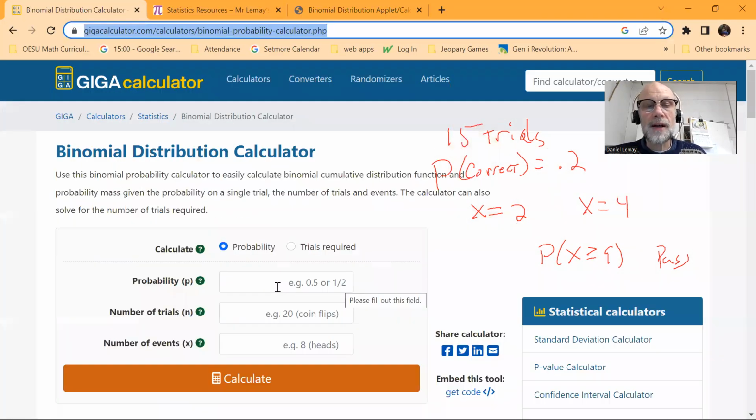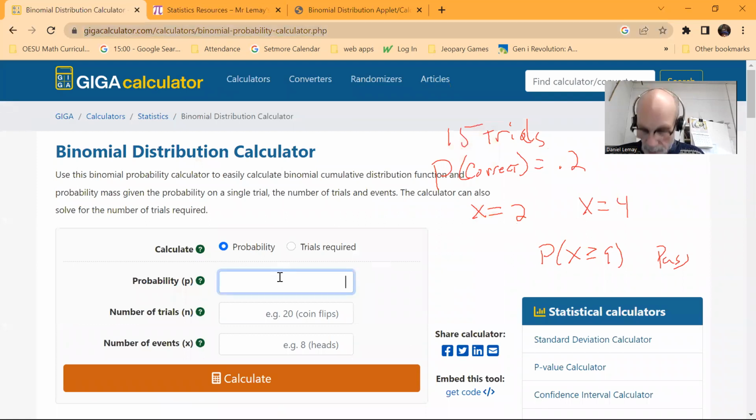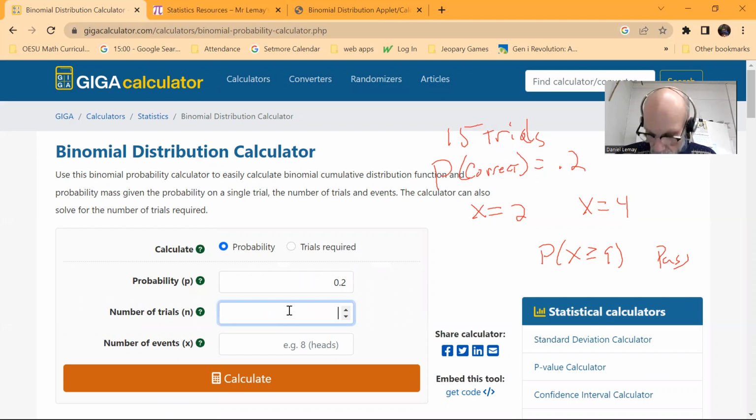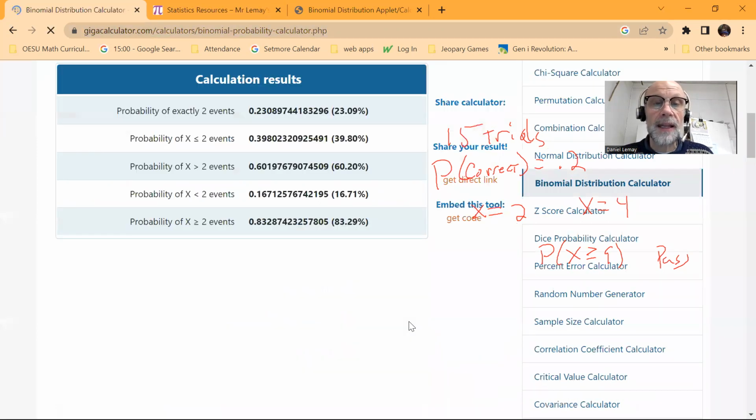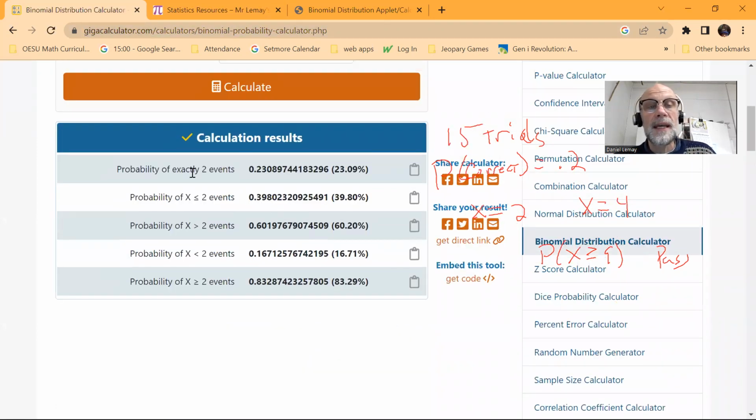So what you do with this calculator, make sure probability is selected. The probability of guessing a question right is 0.2 in this case. We've got 15 questions, and we were looking for exactly 2. Click calculate, and look what it gives us. It gives us exactly 2. Notice that's the same as on that other calculator. It gives us 2 or fewer. It gives us more than 2.